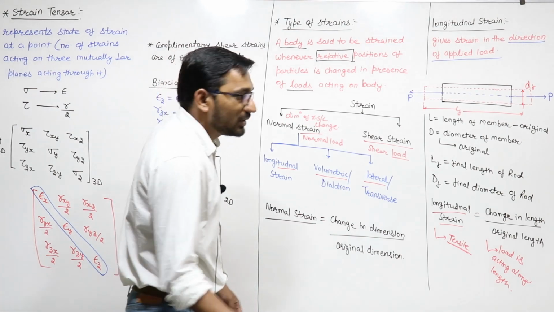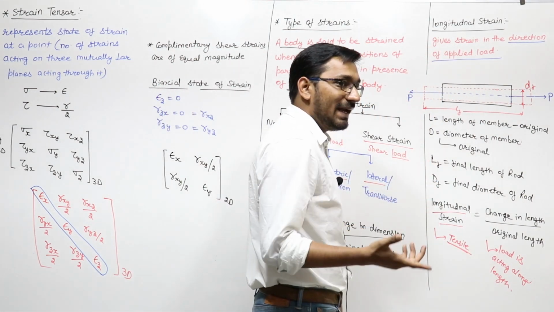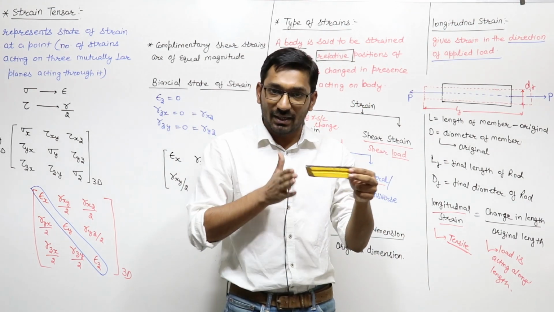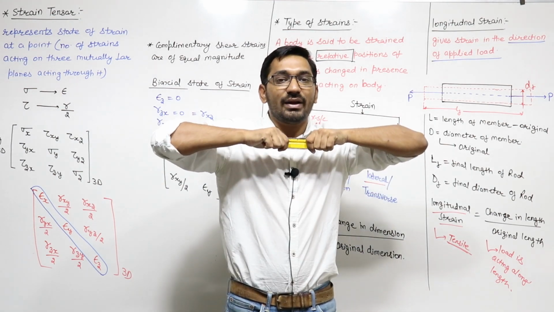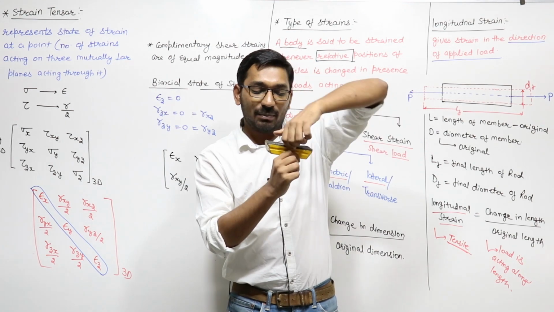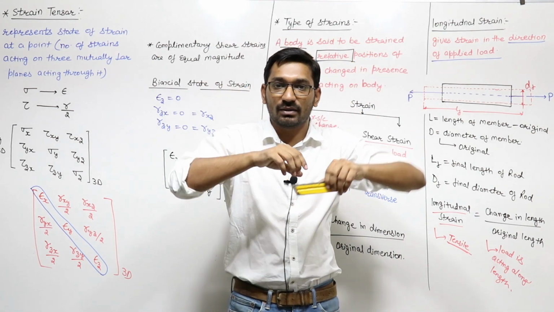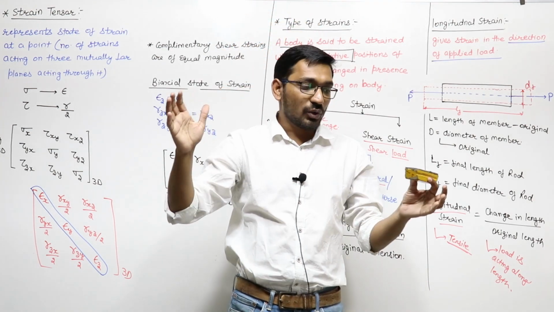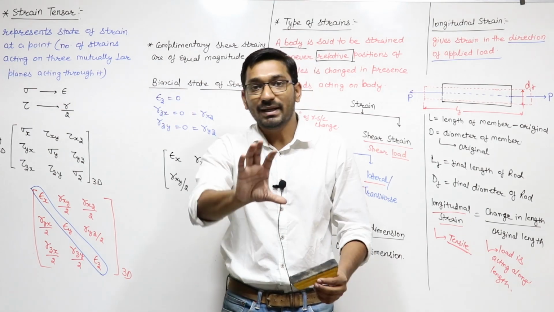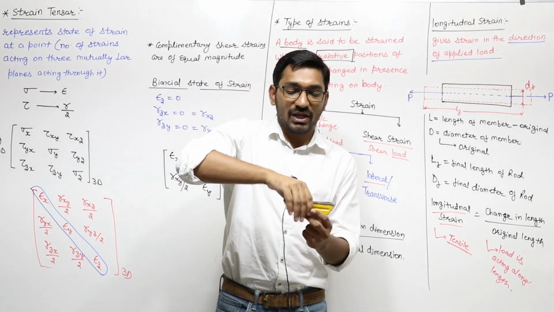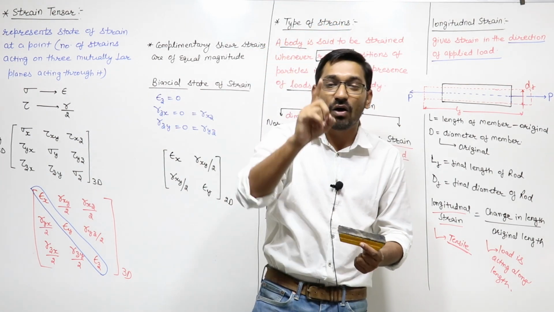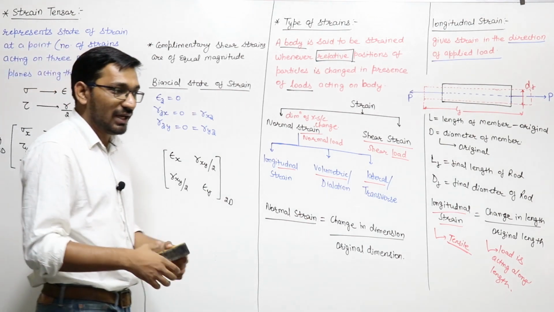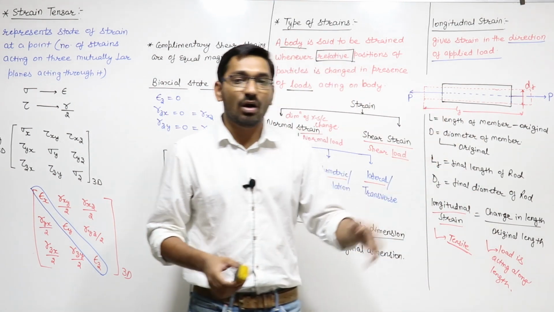Suppose instead of this load P in the direction of length, I applied a load P in the direction of diameter. This is the length, this is the diameter. Suppose this is a rod, and instead of applying a tensile load along the length, I am applying a tensile load along the diameter. So in that case, the diameter is increasing, and the length will decrease to maintain constant volume. So in this case, the change in diameter upon original diameter is the longitudinal strain. Don't confuse: in this case, the change in diameter will be the longitudinal strain, but in the earlier case, the change in length is the longitudinal strain.